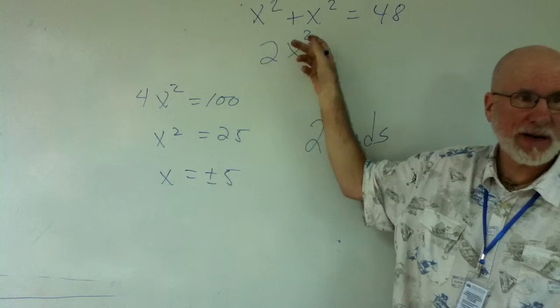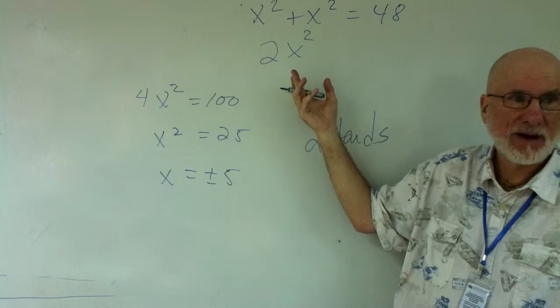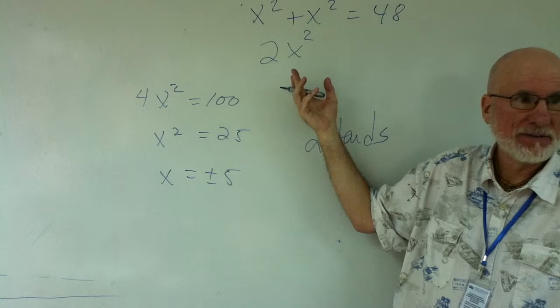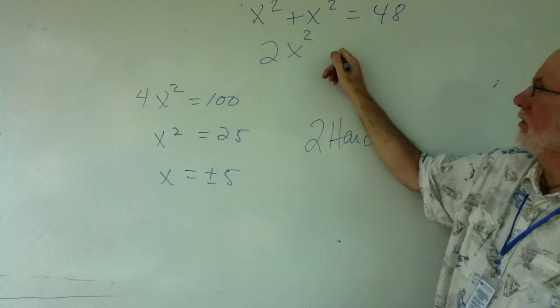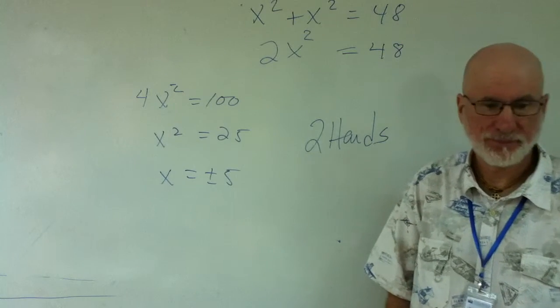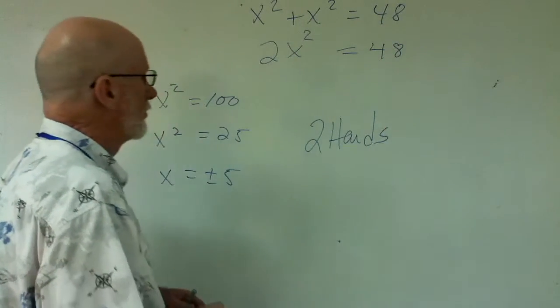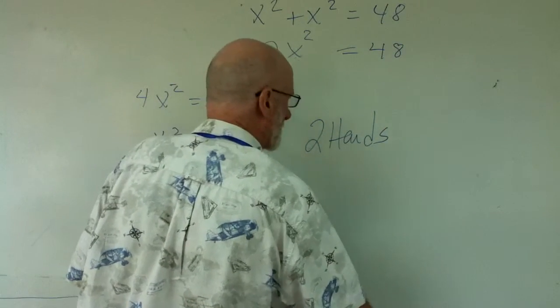So you say 2x squared. Are they x's? No, they're x squareds, right? Aren't they? Yes or no? Okay. So that's going to equal 48. Now what? Divide by 2. Excellent.